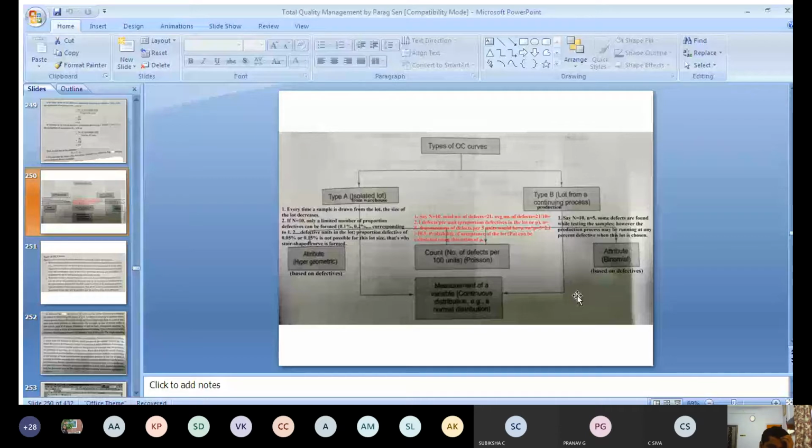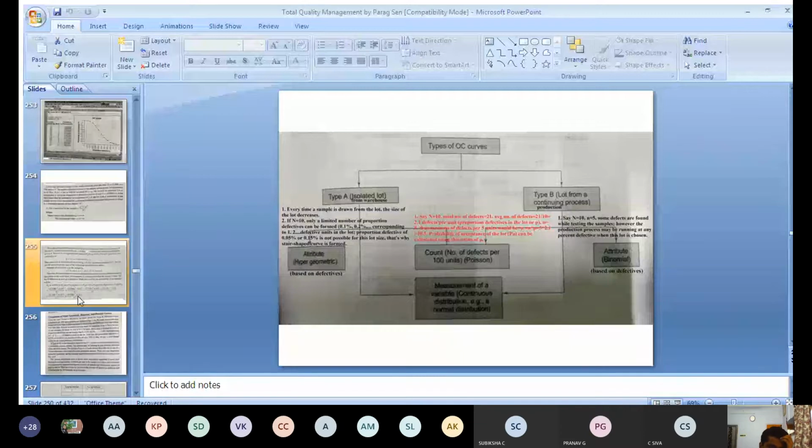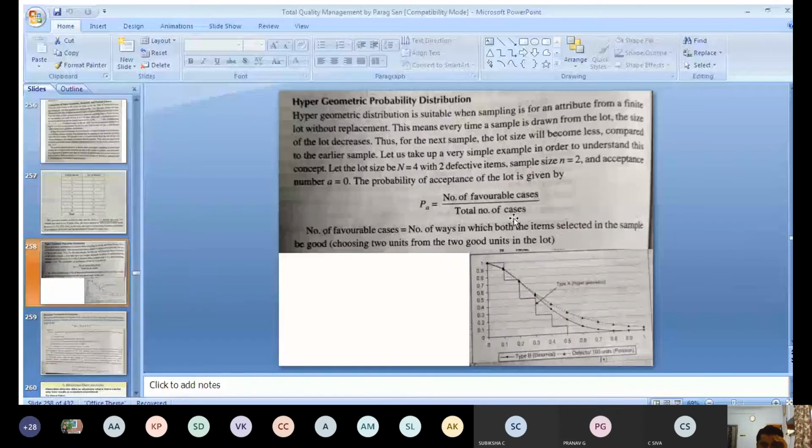You can have a look at this figure, it is given here. You can see the graph. Type A is a step-like curve. This is type A, or hypergeometric. And this line is representing your type B curve, binomial distribution. And this curve follows the Poisson distribution. This is type C curve.